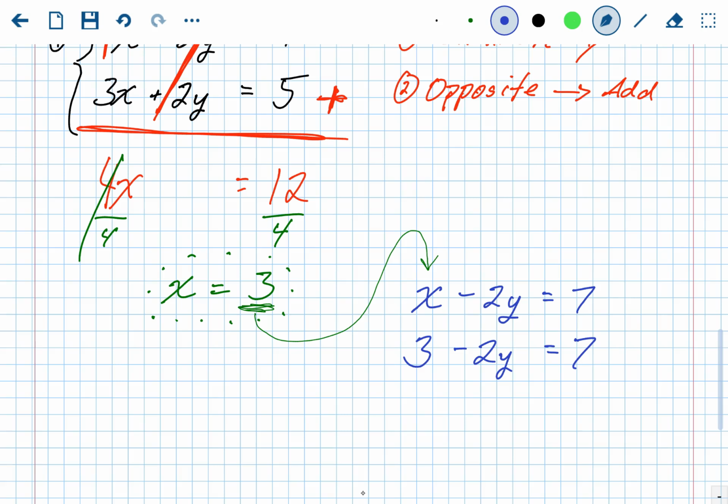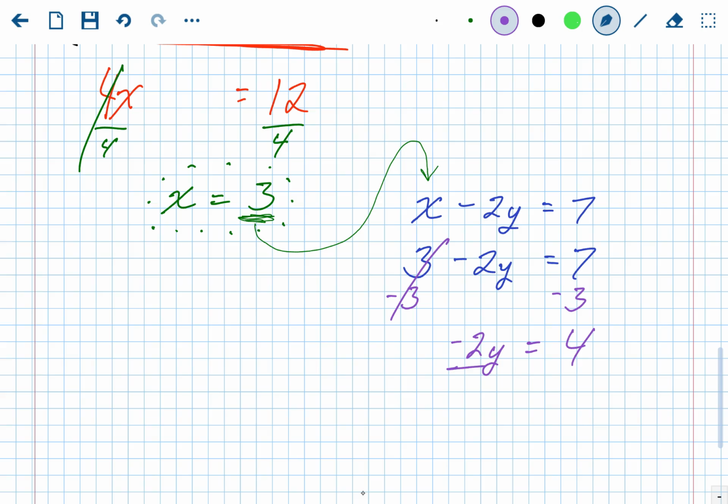Because we know what x is. And now this is just a two-step equation to solve for y. We have one equation, one variable, solve for the variable. So on this one we'll subtract 3. Sometimes you might have to simplify a little bit. This one we don't. We're left with negative 2y equals 7 minus 3 is 4.